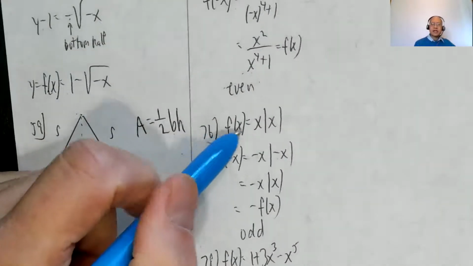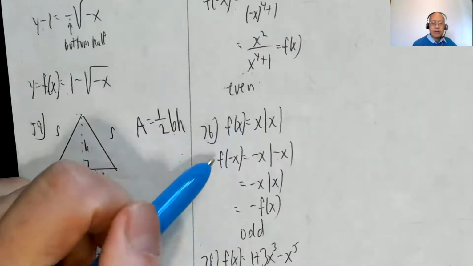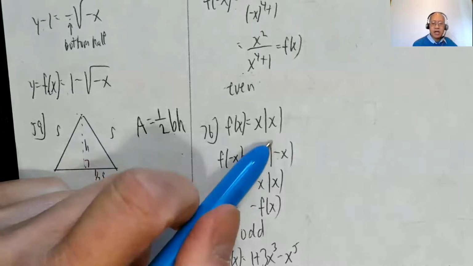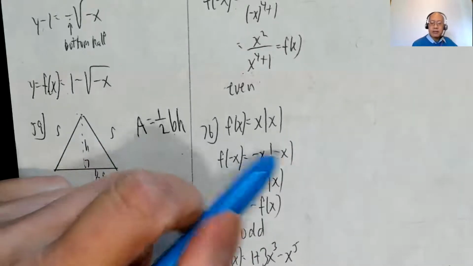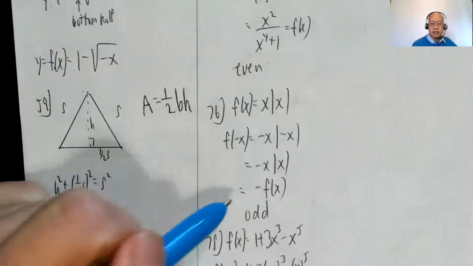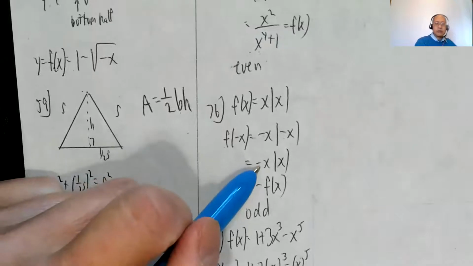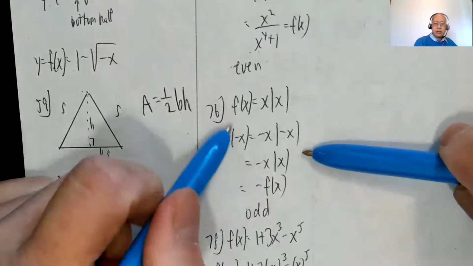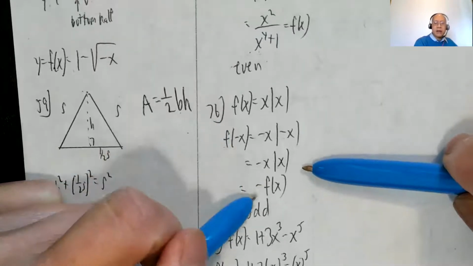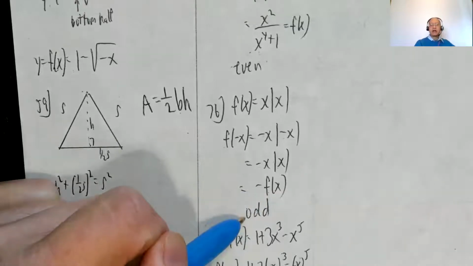76, however, f of x is x times absolute value of x. If I replace x with negative x, I get negative x times absolute value of negative x. The absolute value of negative x is the same as absolute value of x. Okay, and how does this compare with the original? They're opposites. So in other words, f of negative x is the opposite of f of x. So by definition, I have an odd function.